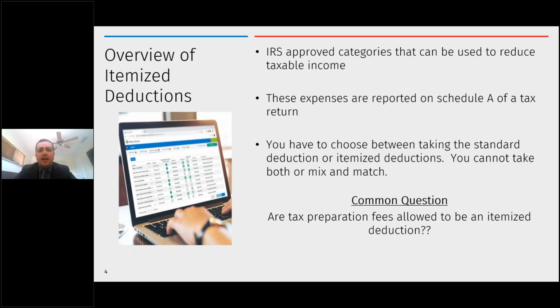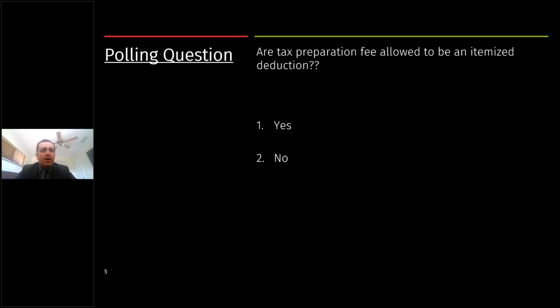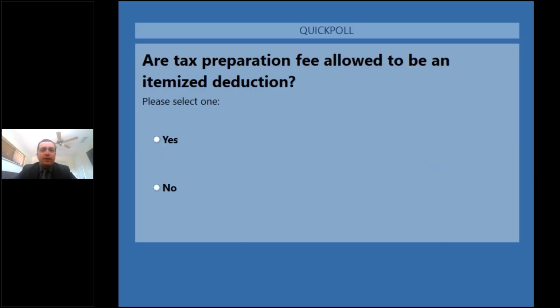But before we get into some of the specific items that you can go ahead and deduct on the Schedule A, I do want to open this up to our first polling question. It's a common question that I get: are tax preparation fees allowed to be an itemized deduction? So let's go ahead and open up this first poll. We'll give you maybe 45 seconds to a minute in order to answer, and then we'll give the explanation as to if they are or if they are not able to be deducted.